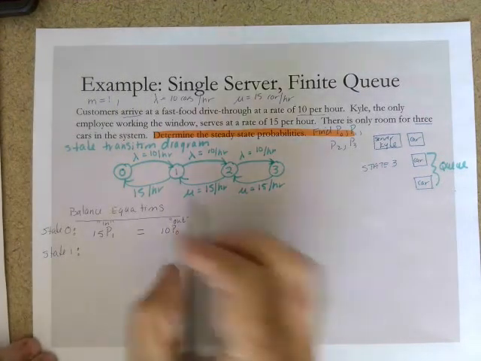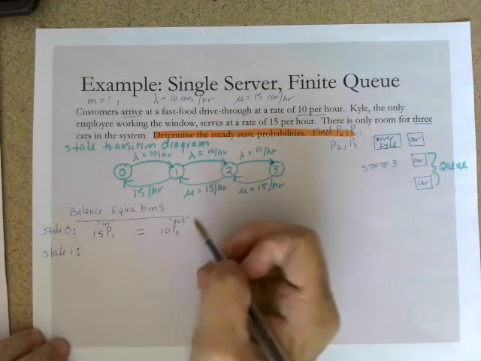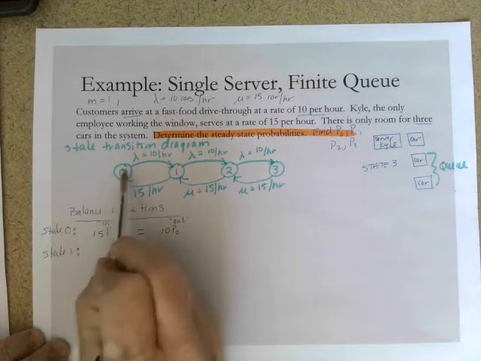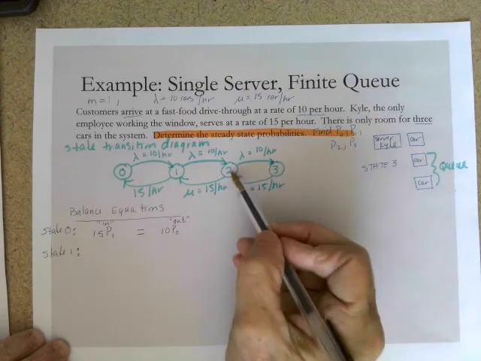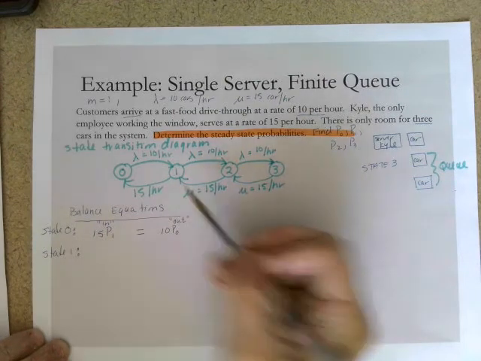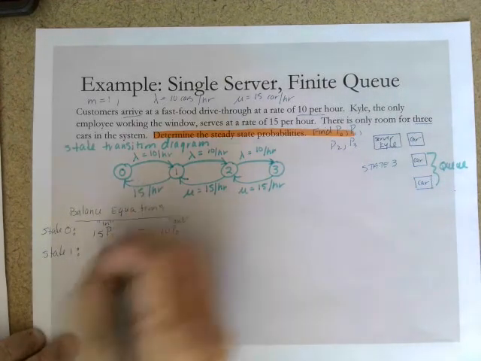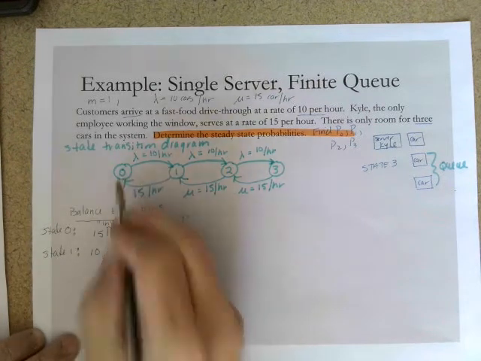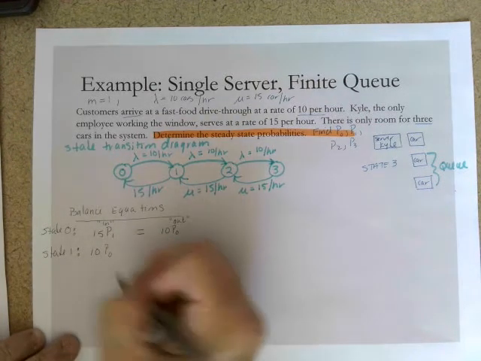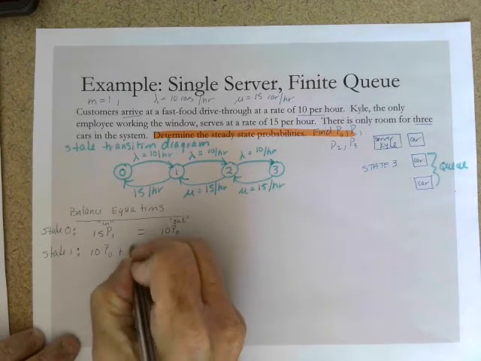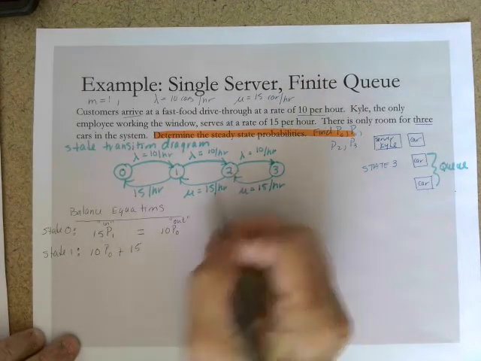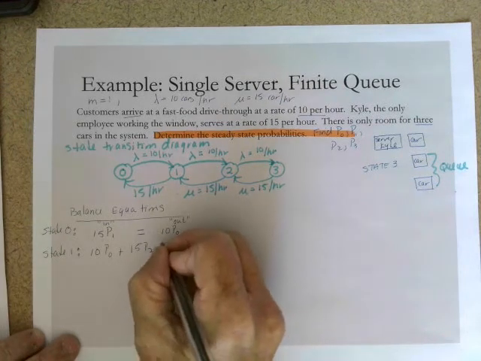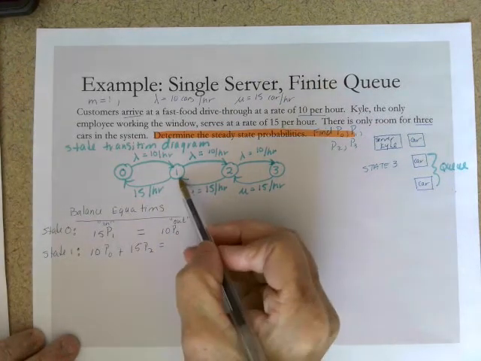So how do I get into state 1? Well, I get into state 1 two ways. I can be in state 0 and have an arrival, or I can be in state 2 and have a service. So how would that work? That means that I have a rate of 10 times the probability that I'm in state 0 plus a service rate of 15 times the probability that I'm in state 2. And that has to equal my rate out of state 1.